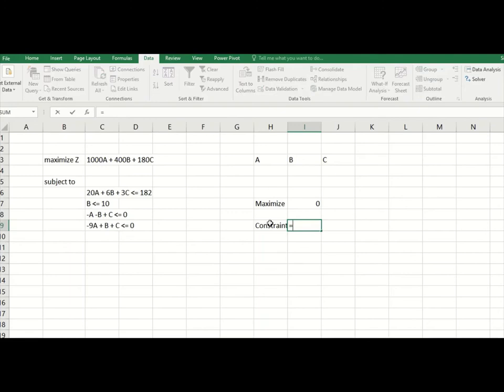Left hand side is 20 times A plus 6 times B plus 3 times C, and it's smaller than or equal to 182. And our next inequalities are as follows in the video.